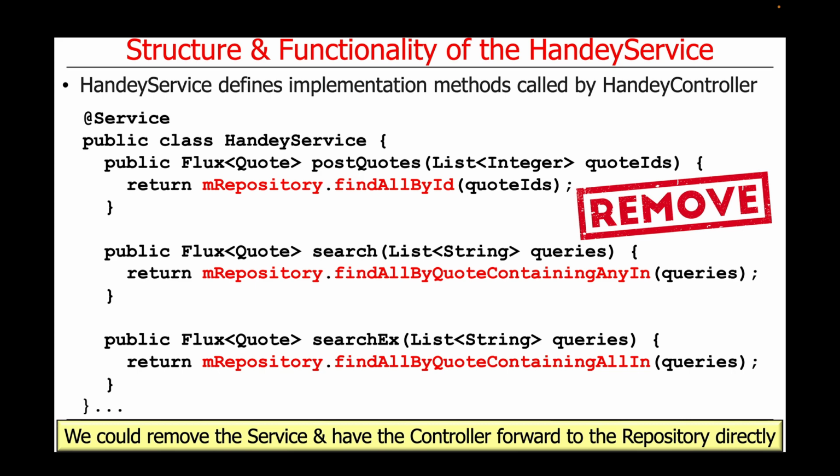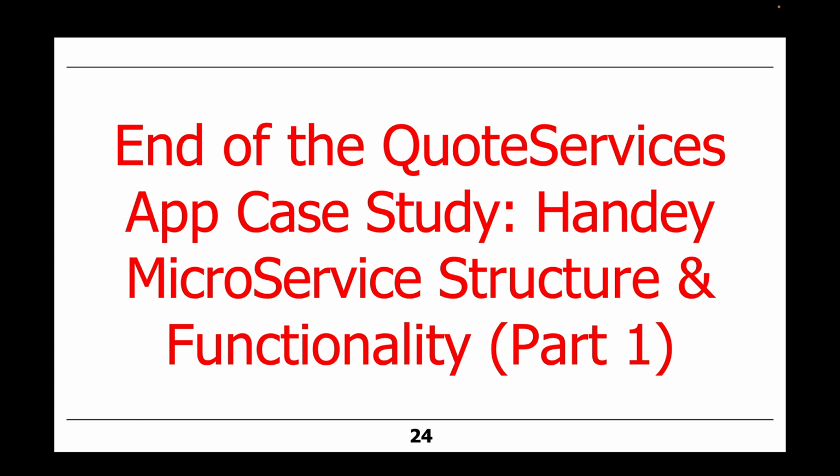So that's the end of the overview of the Handey microservice structure and functionality, Part 1, where we looked at the controller, the service, and the application. Part 2, which we'll look at next, is going to take a look at the repository.